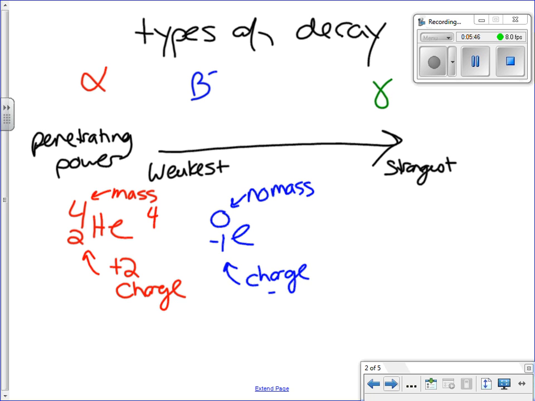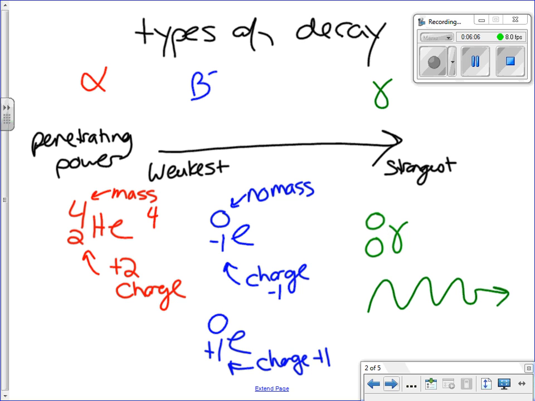-1. A positron is a positive beta particle. It's the same thing except its charge is +1. And gamma is 0 and 0. Okay, gamma looks kind of like a wave. Gamma is just energy. There's no mass and no charge.